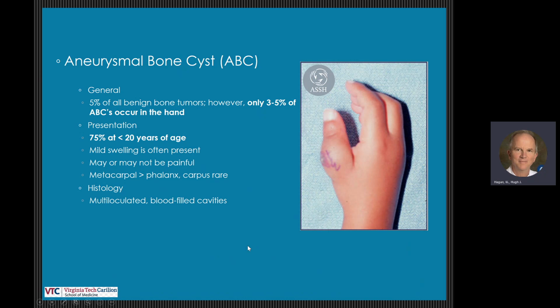Multiloculated blood-filled cavities is what you're going to see histologically. And you may see that on an exam. And also these cavities are not lined by vascular endothelium, so you can think of them like a false aneurysm. Soft tissue vascular lesion with no vascular endothelium. It's false aneurysm or pseudoaneurysm. And a bony blood-filled cavity with no vascular endothelium is an aneurysmal bone cyst.